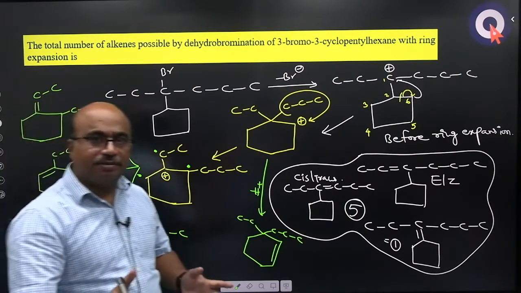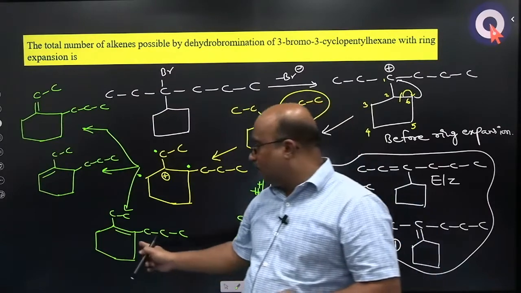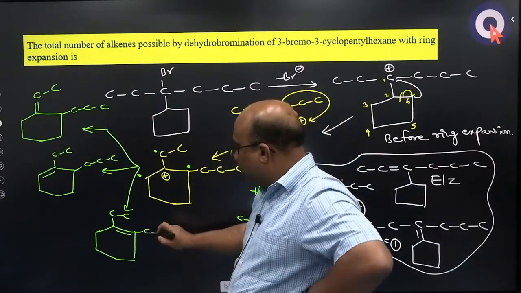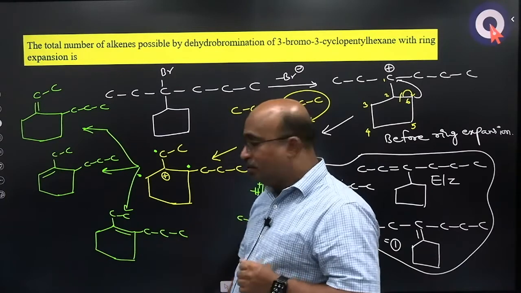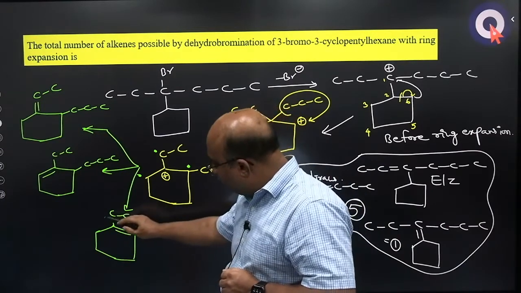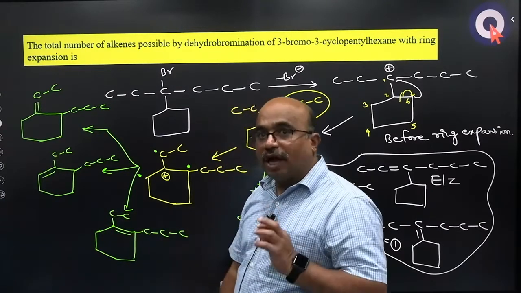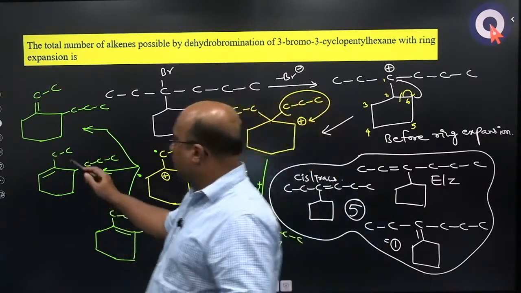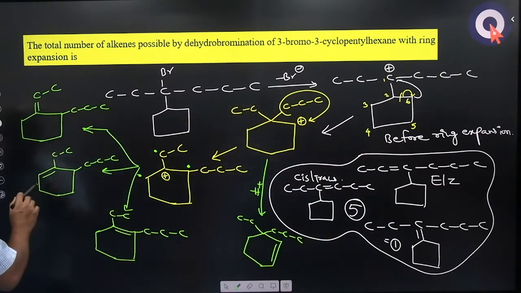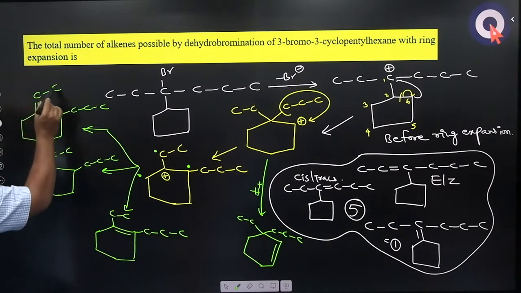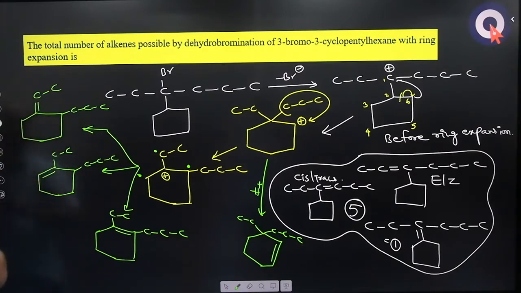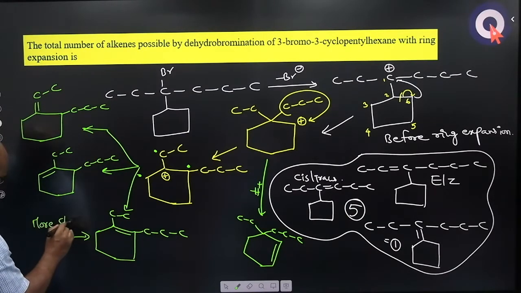But which is major, if you say? I will say this is the last one major, because of the number of hyperconjugatable hydrogens, more substituted alkene. How many hyperconjugatable? 2 plus 2 plus 2 plus 2, 8 hyperconjugatable hydrogens are there in this. How many hyperconjugatable hydrogens are there here? 1 here, 2 here, 2 here, 5. In this 3, 1 and 2, 6. So, this is most stable. So, this is more stable, as well as you can say major.